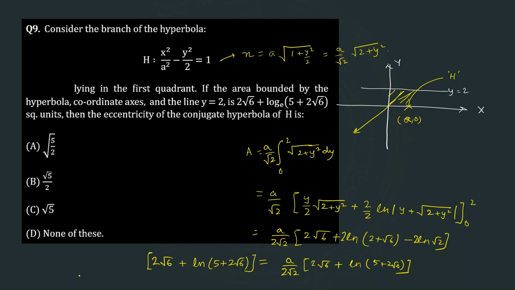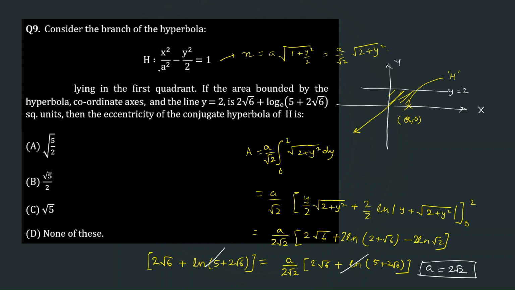So we can say that they will cancel each other. So a comes out to be 2 root 2. So the eccentricity of this hyperbola is equal to root under 1 plus b square by a square. So it will be 1 plus b square is 2 and a square is 2 root 2 whole square, so 8. So it comes out to be root under 5 by 4 or root 5 by 2. This is the eccentricity of this hyperbola H.